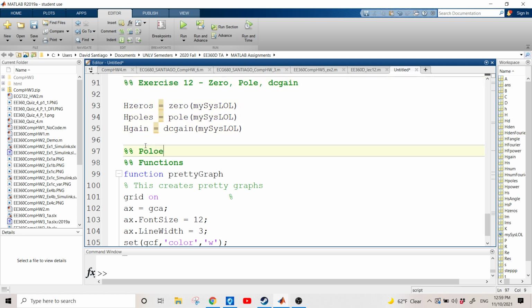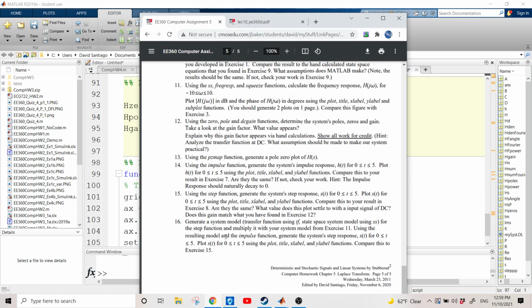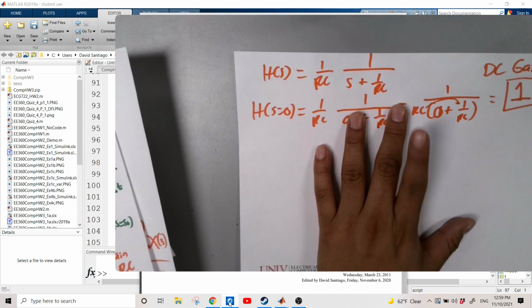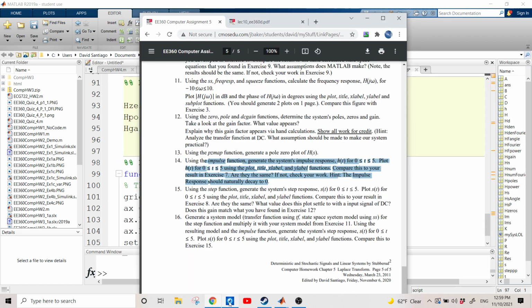Pole. Actually, nah, I'll let you guys do that on your own. All right, the one I really want to hammer right now is this. Using the impulse function, you're going to generate an impulse response. That means you're going to kick this box that we have right here. Okay? How do you do that in Matlab?